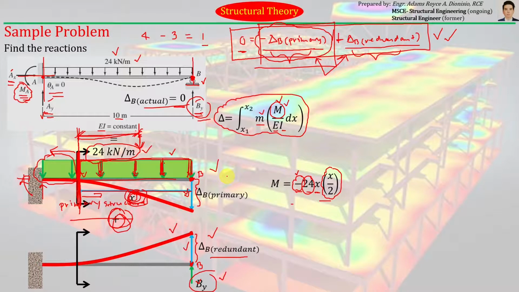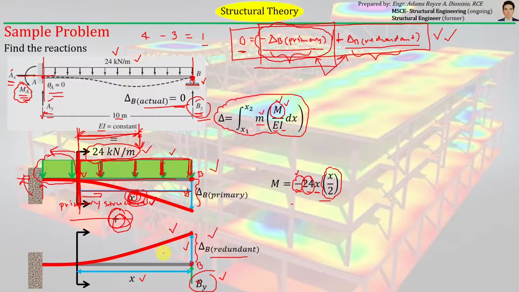Next, let us try to get the moment equation, the capital M, from the structure loaded by the redundant force. So the same as what we did here, we cut the beam using a cutting plane located at a certain distance x from the right end. You must have the same reference point for the x that you used here and the x that you will use here. Okay, so they must have the same reference point.